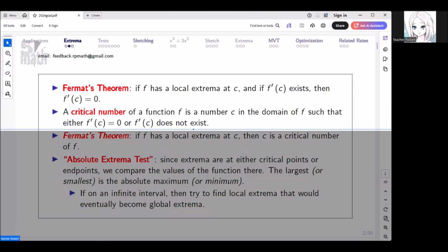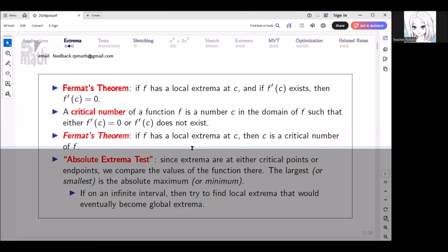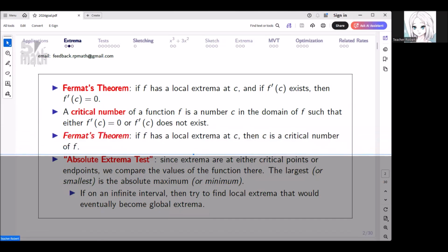A critical number of a function f is a number c in its domain such that either f'(c) equals 0 or f'(c) does not exist. Fermat's theorem, restated: if f has a local extrema at c, then c is a critical number of f.